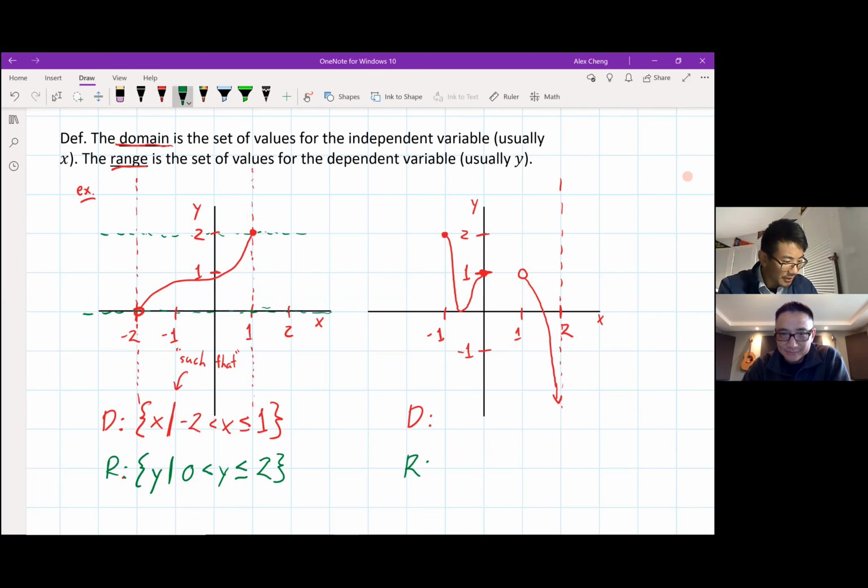So Mr. Chu, you want to take a stab at this one? All right. So there's two pieces, a left piece and a right piece. So it looks like, okay, let's do domain first.